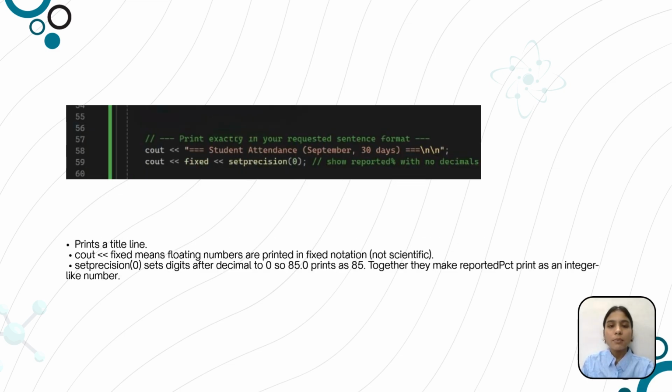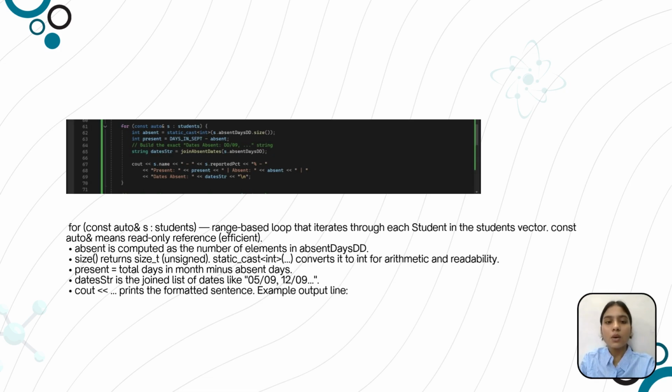Now, this part prints the title of the attendance summary. The code also formats the attendance percentage so it shows as a whole number like 85 instead of 85.0. Now, this part of the code goes through each student in the list. It calculates how many days the student was absent and how many days they were present. Then it generates a string of all the absent dates using our joinAbsentDates function. Finally, it prints the student's name, attendance percentage, number of present and absent days, and the exact absent dates in a clear format.